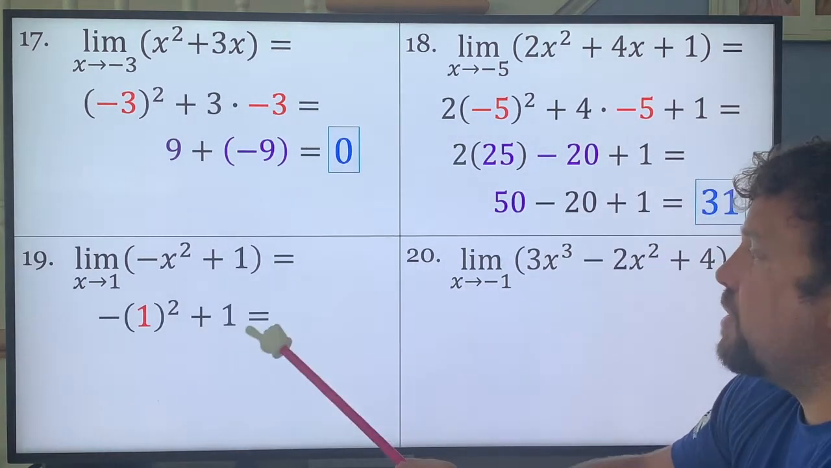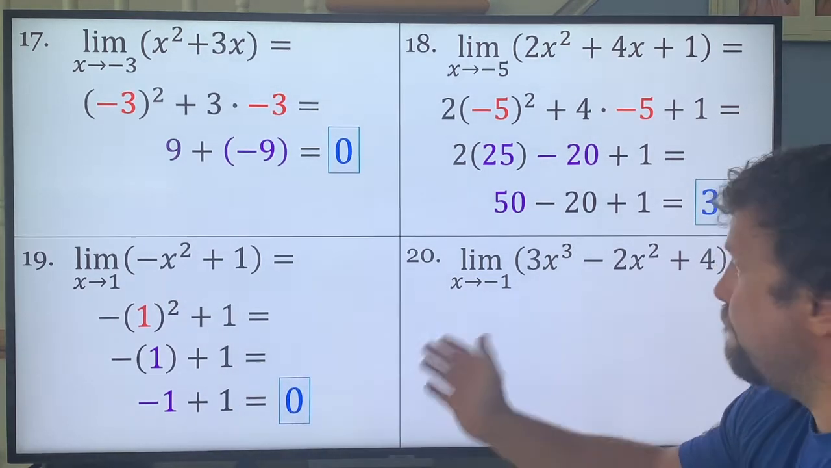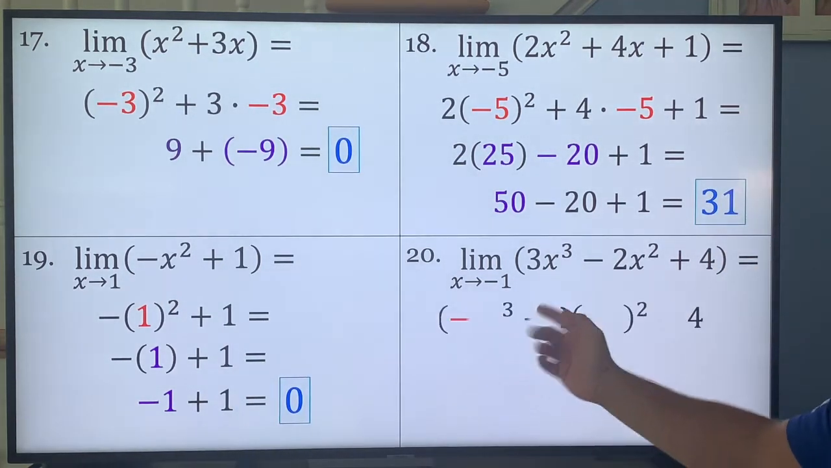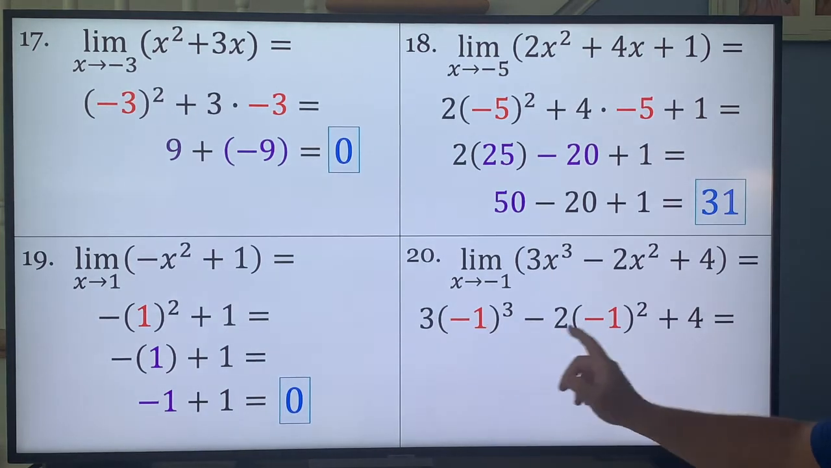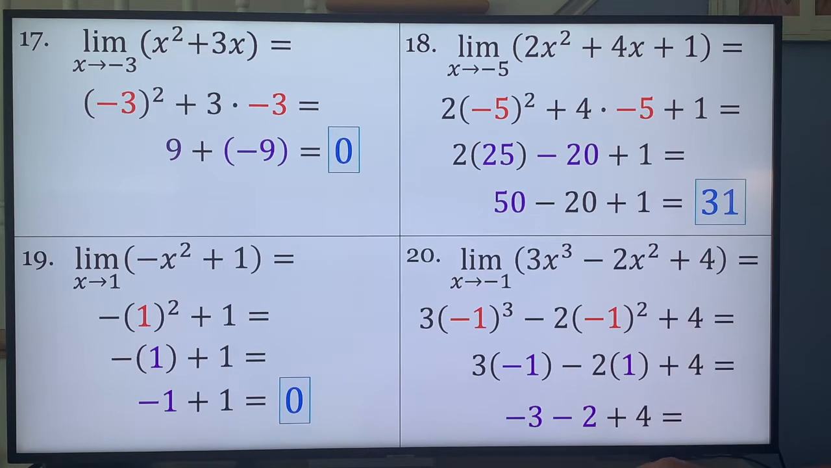Negative 1 squared plus 1. Negative 1 plus 1 is 0. Plug in negative 1. Negative 1, positive 1. Negative 3, negative 2, positive 4. Negative 5 plus 4 is negative 1. Right?